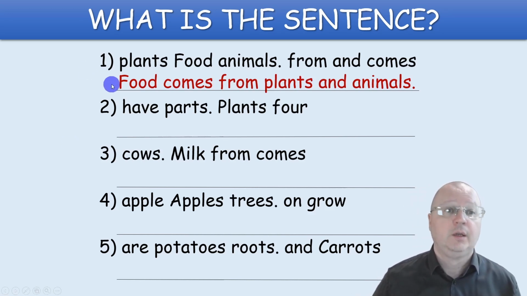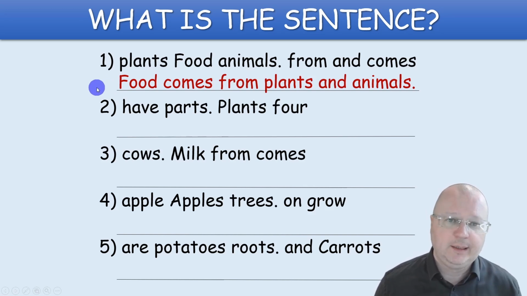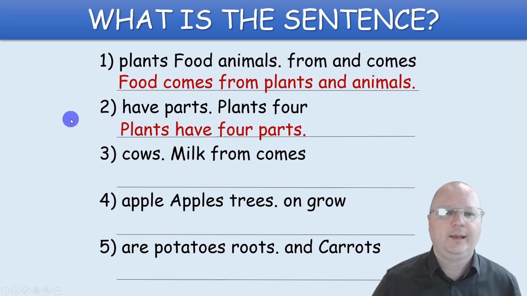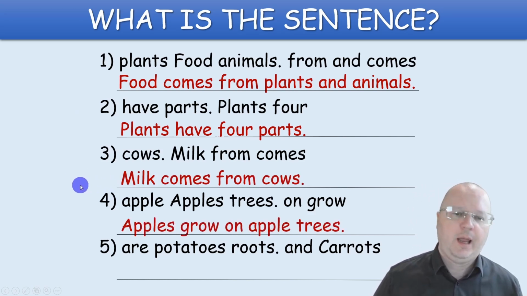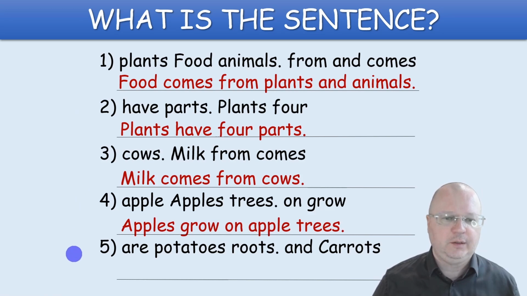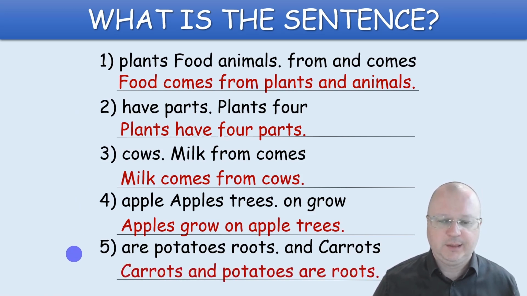So 1, food comes from plants and animals. 2, plants have 4 parts. 3, milk comes from cows. 4, apples grow on apple trees. And 5, carrots and potatoes are roots.